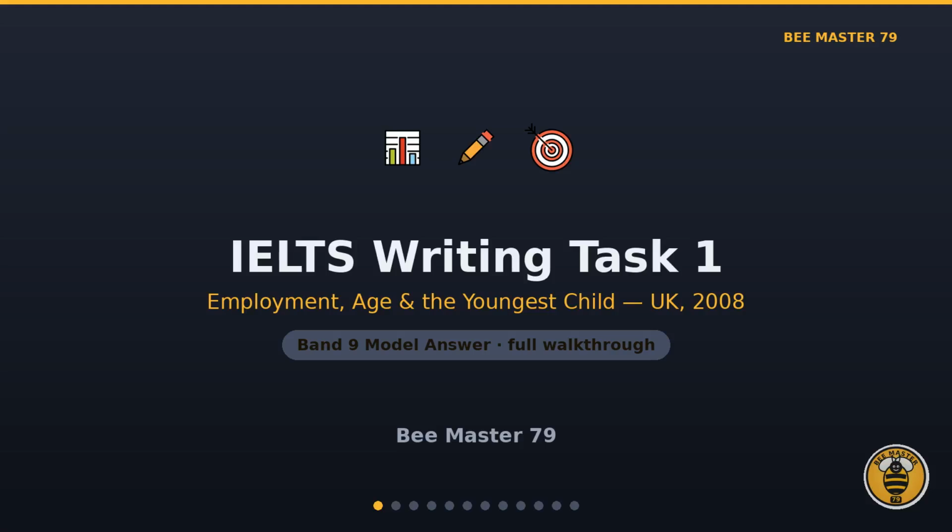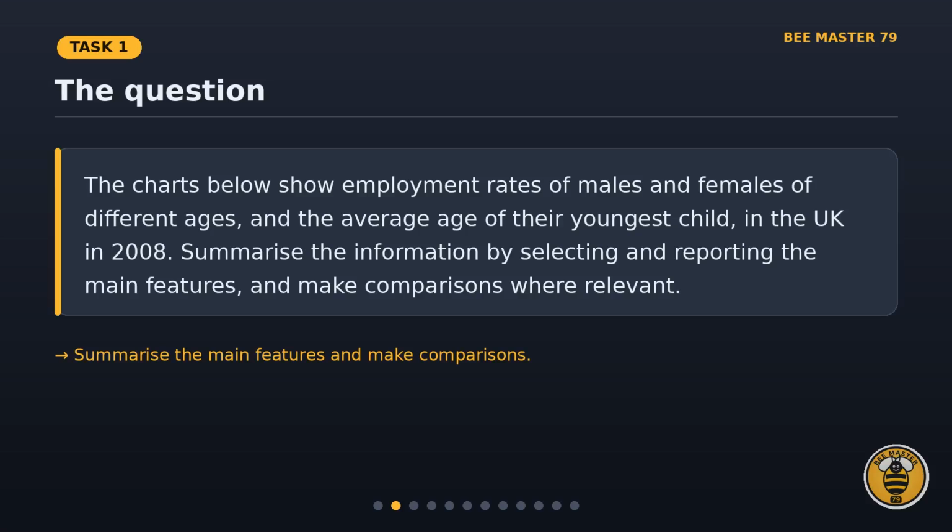Welcome to BMaster 79. In this lesson, we'll tackle an IELTS Writing Task 1 question, working from the charts all the way to a full Band 9 model answer. Here is the task. The charts below show employment rates of males and females of different ages and the average age of their youngest child in the UK in 2008. We must summarize the information by selecting and reporting the main features and make comparisons where relevant.